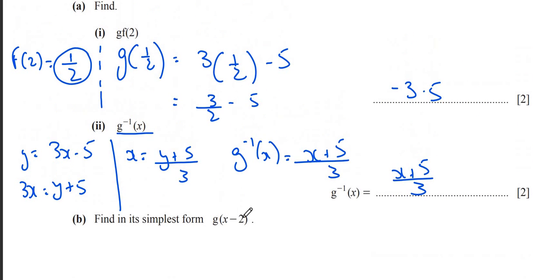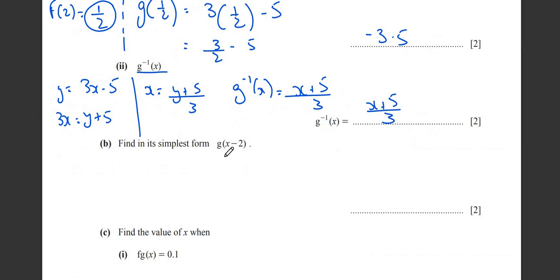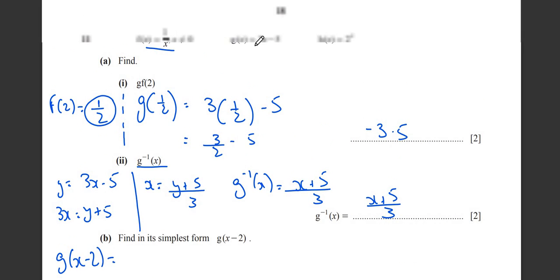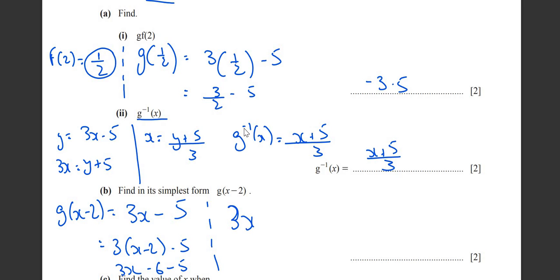Alright. Next question says find in its simplest form g of x minus 2. So g of x minus 2 is equals to, so what's the equation? g is 3x minus 5. So you will write 3 bracket x minus 2 minus 5. So this becomes 3x minus 6 minus 5. So this actually becomes 3x minus 11. So the answer is 3x minus 11.